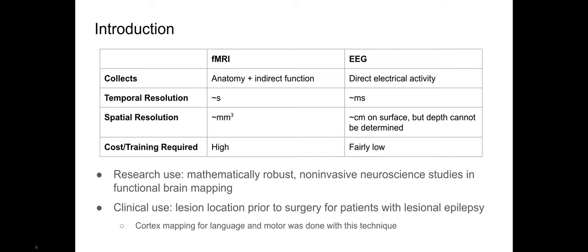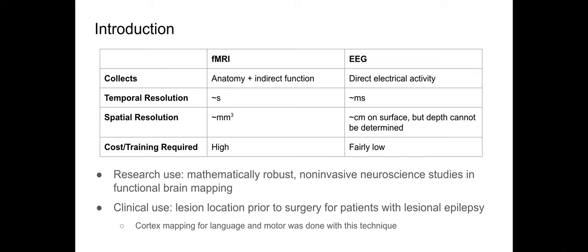fMRI collects information about anatomy and indirectly collects information about function, as we learned about in the previous presentation. EEG collects direct electrical activity through voltage impulses. In terms of resolution, fMRI has a temporal resolution of seconds, while EEG is milliseconds. Spatial resolution wise, fMRI is on the order of millimeters, EEG is centimeters on the surface, but the depth can't be determined, so there's usually a fall off in spatial resolution. And fMRI requires a lot of cost and training, while EEG is fairly easy to use.